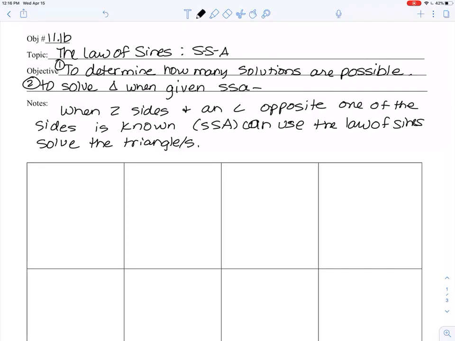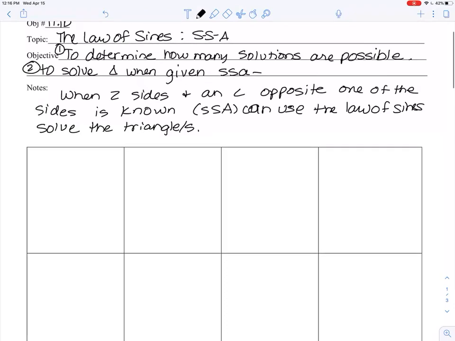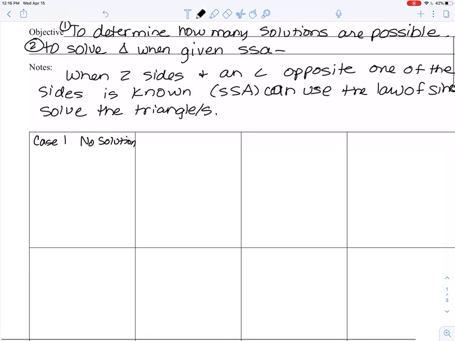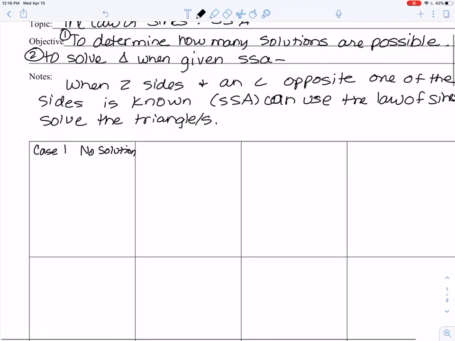I apologize. Okay, so what are the possibilities for when we're given side angle? Two sides in a row, and then an angle. There's 8 different situations. So case 1 is going to be a no solution case. Okay, and in cases 1 through 5, the angle that we're going to be given is acute.